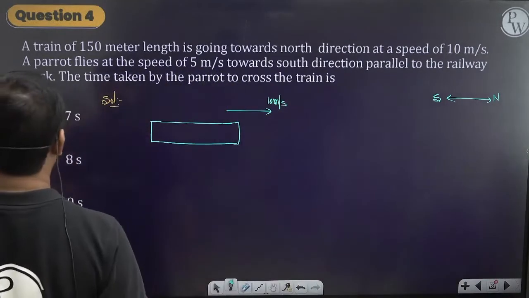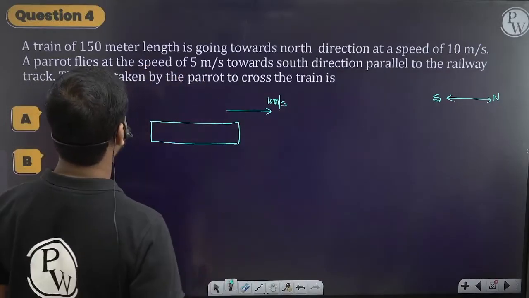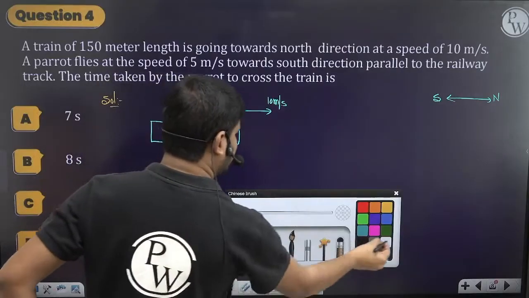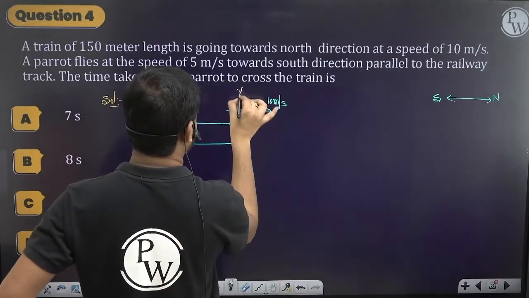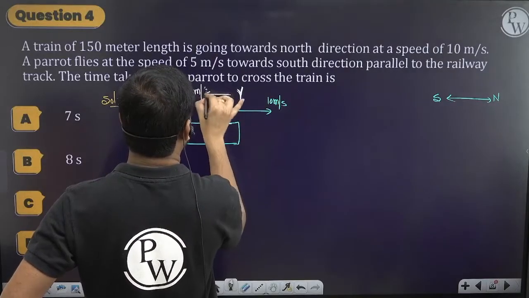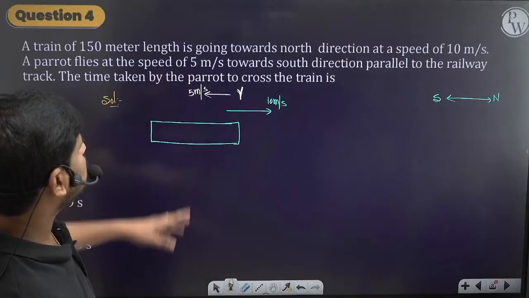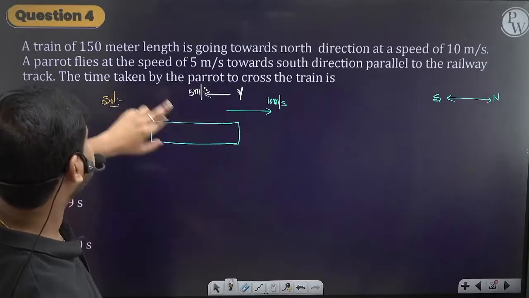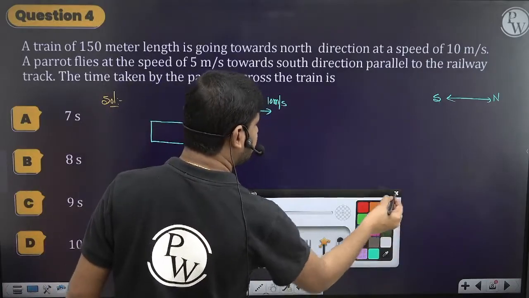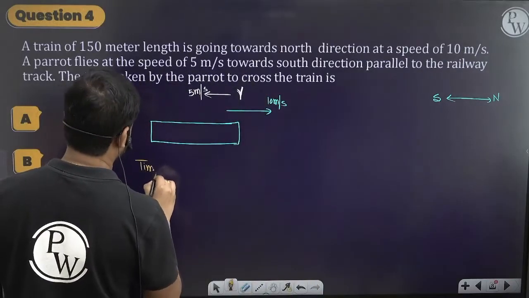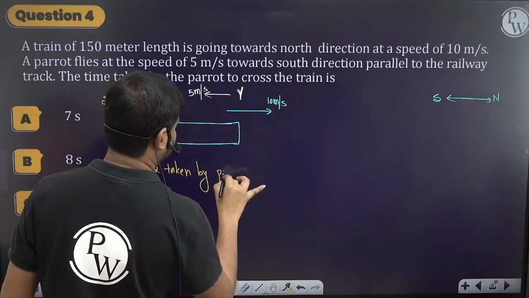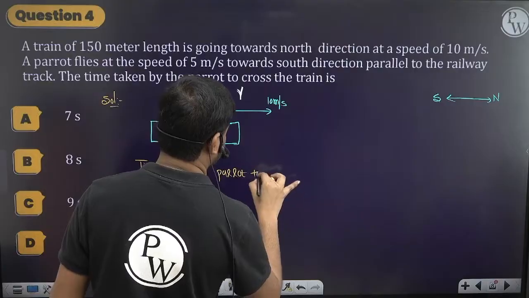Next, a parrot flies at a speed of 5 meters per second towards south. So let's suppose the parrot is here, moving this side with a speed of 5 meters per second, parallel to the railway track. So what is the time taken by the parrot to cross the train?